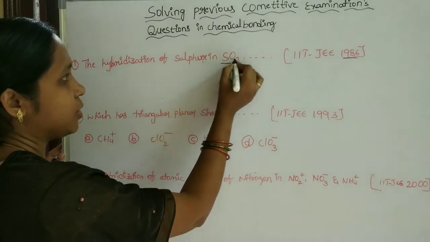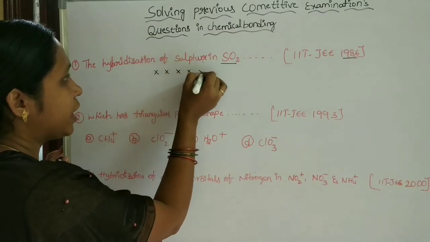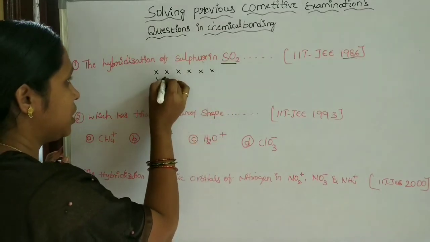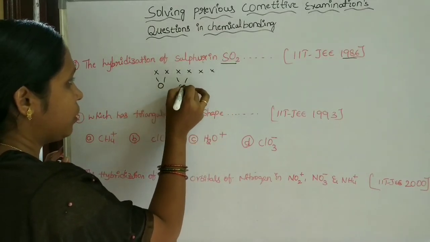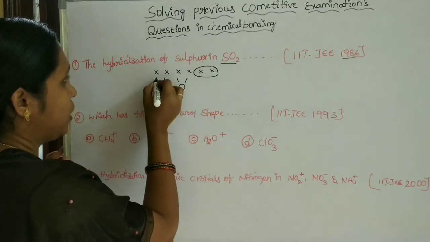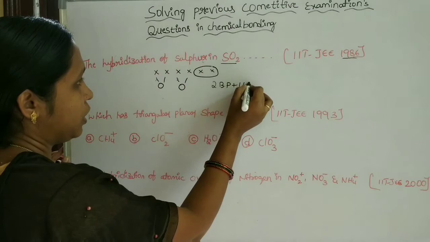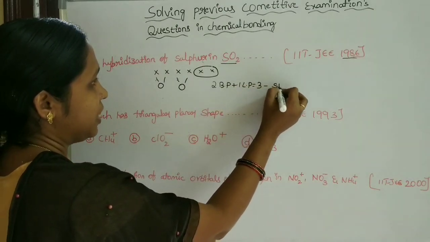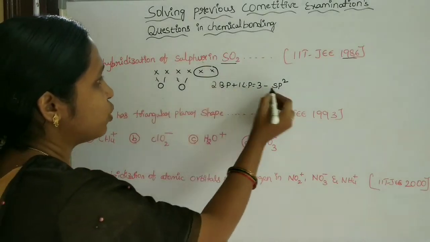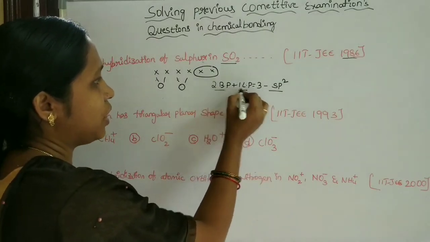In SO2, sulfur is the central atom and oxygen is the surrounding atom. Sulfur belongs to the 6th A group, so it takes up 6 electrons. Oxygen has valency 2, meaning each oxygen combines with 2 electrons. Here sulfur has 2 bonded pairs and 1 lone pair. Total pairs are 3, so the hybridization is sp2. The hybridization of sulfur in SO2 is sp2.